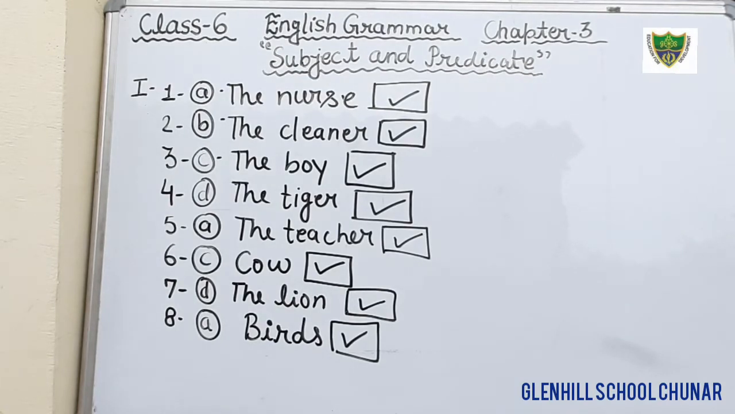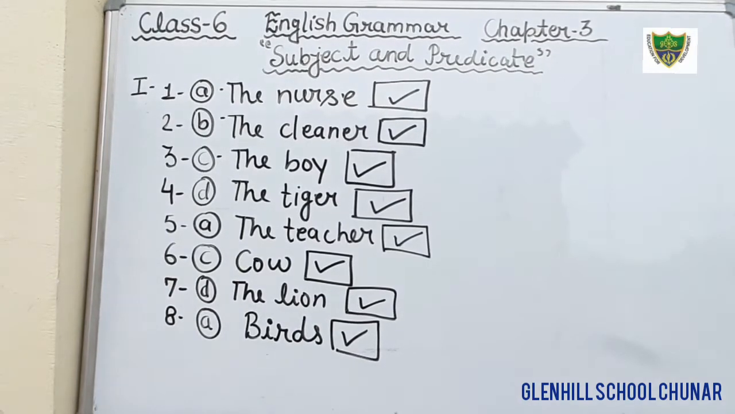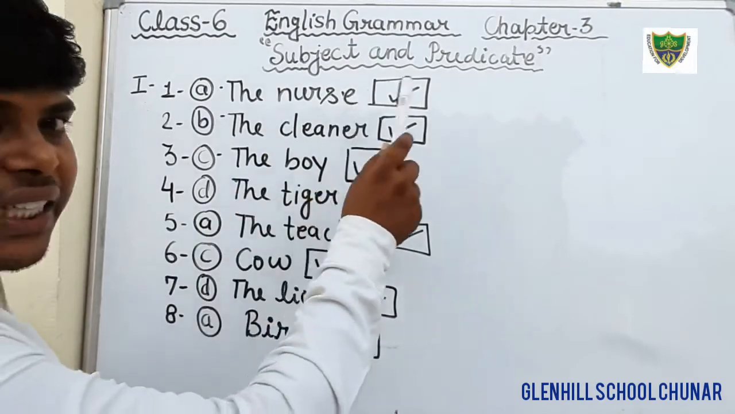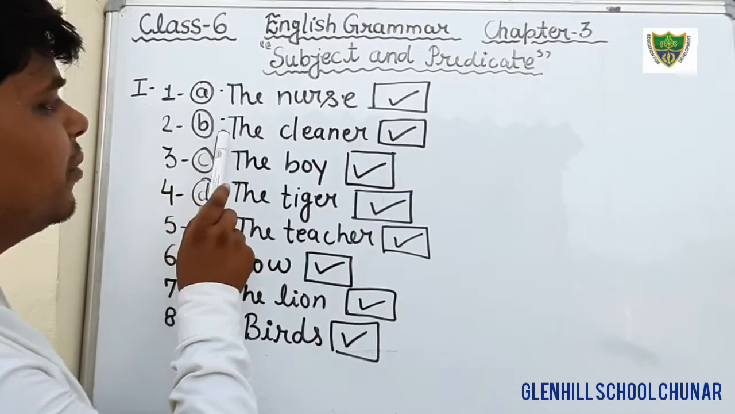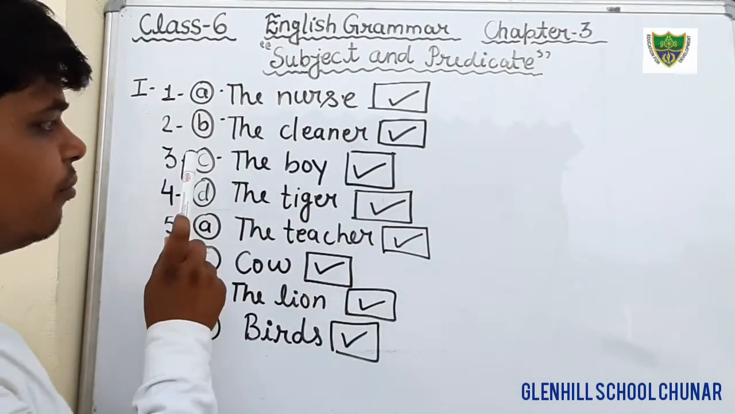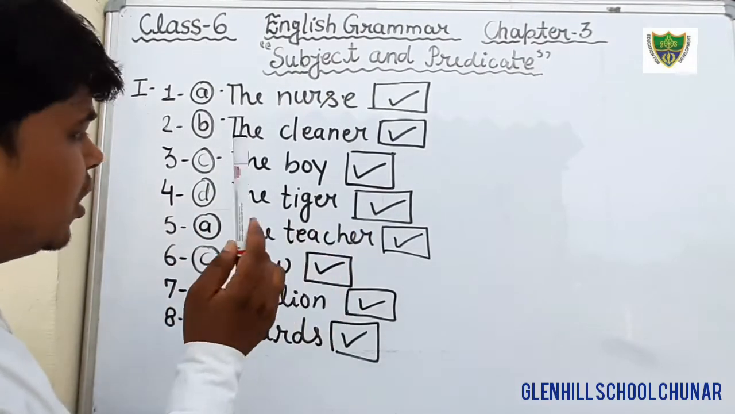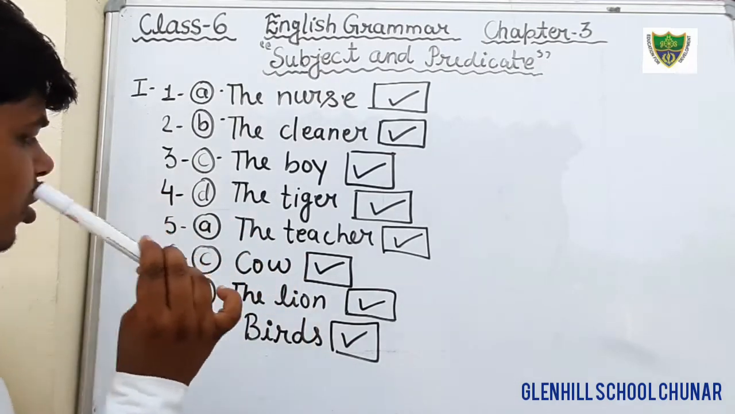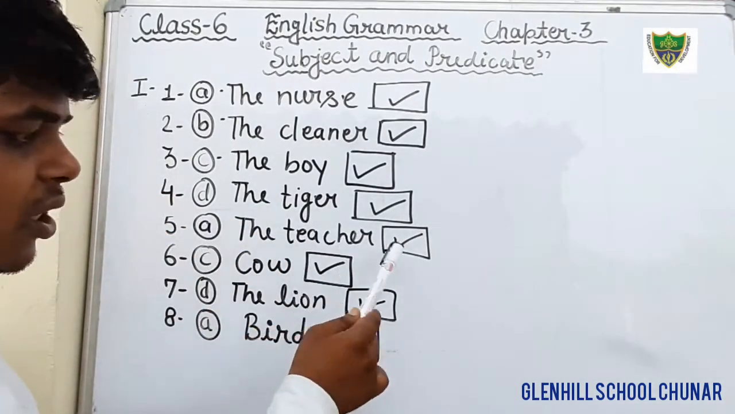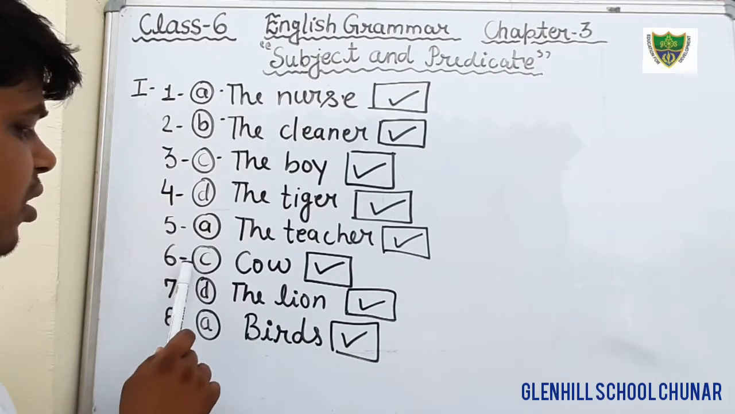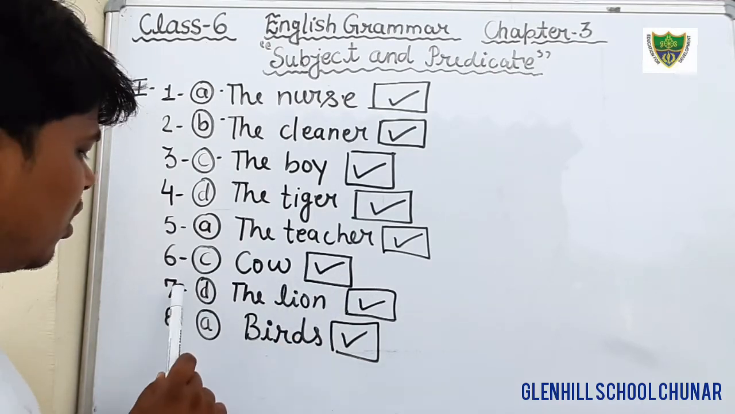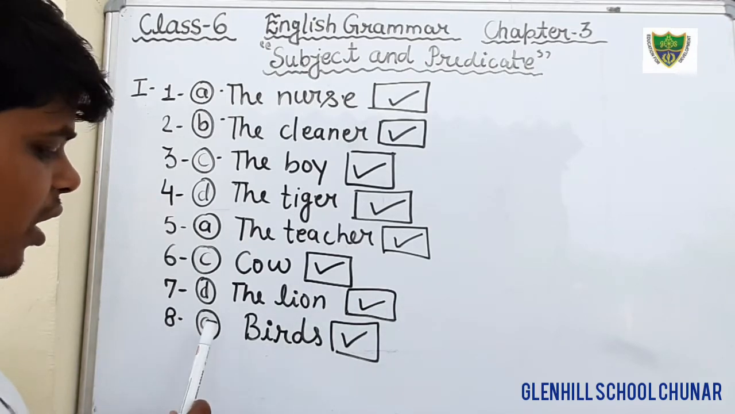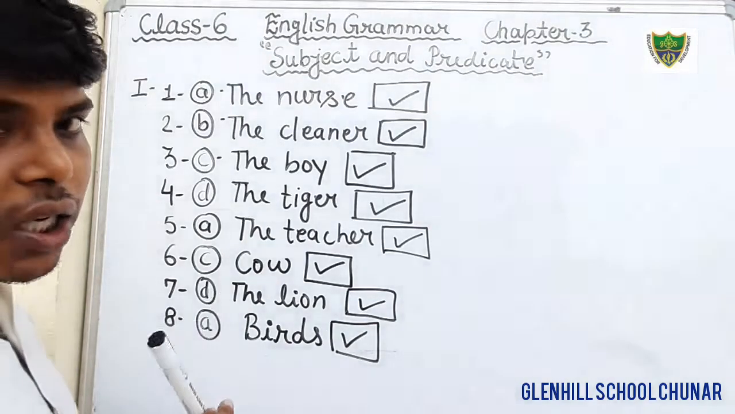So first question, the nurse. Option number first, nurse is correct. Question number 2, option number B, the cleaner is correct. Question number 3, option number C, the boy is correct. Question number 4, option number D, the tiger is correct. Question number 5, option number A, the teacher is correct. Question number 6, option number C, cow is correct. Question number 7, option number D, the lion is correct. Question number 8, option number A, birds is the correct option.